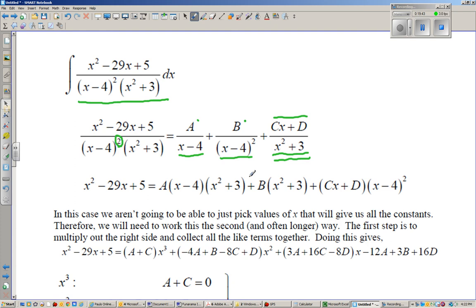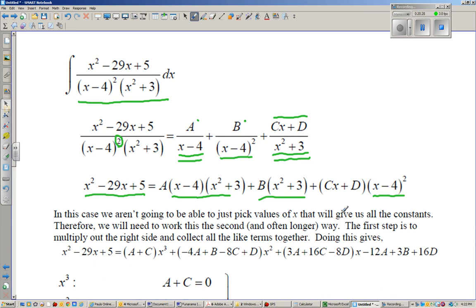But taking this a step further, the left side says x squared minus 29x plus 5, and on the right side, the first denominator goes into the common denominator x minus 4 to the first times x squared plus 3 times, and that denominator goes into the common denominator exactly x squared plus 3 times, and the third denominator goes in exactly to the common denominator x minus 4 squared times, and then that's multiplied by the cx plus d.